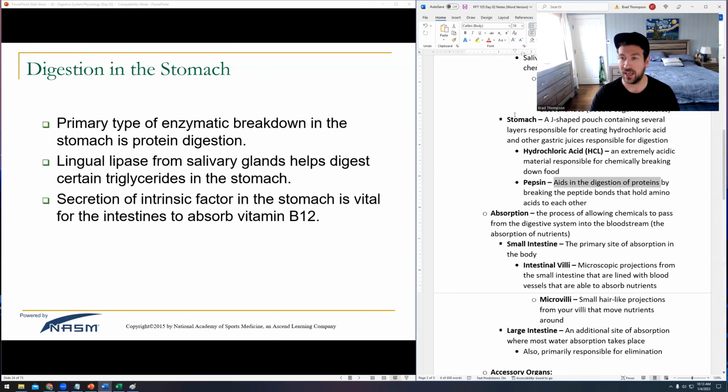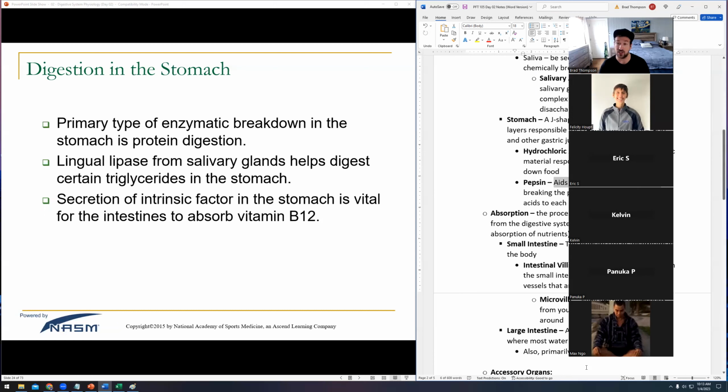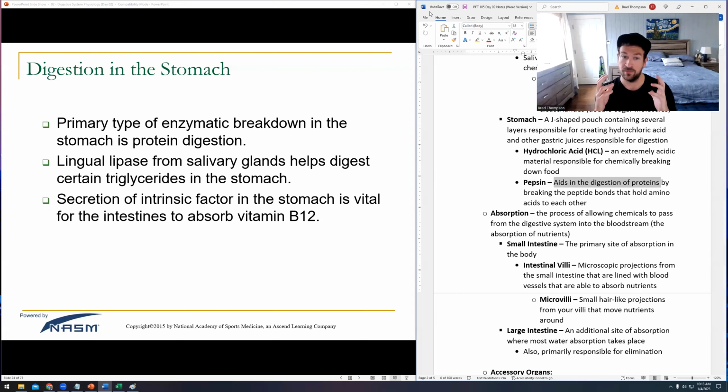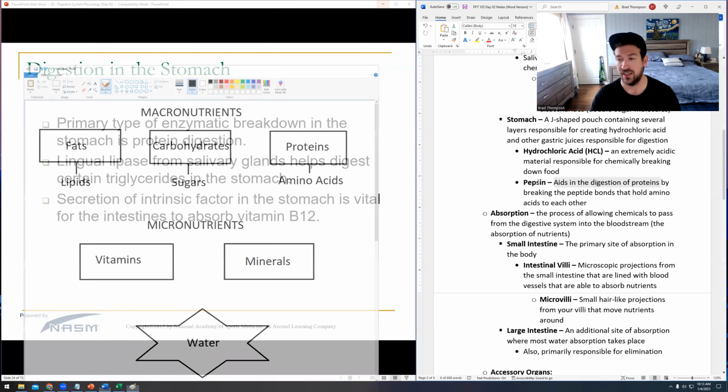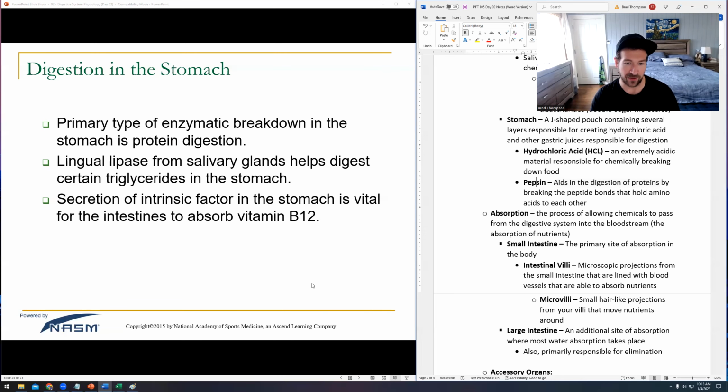Well, proteins are held together with a unique type of bond. It's called a peptide bond, a little bit different than your classic bond that holds carbohydrates together. It's just a little bit stronger. So we need to have a stronger enzyme that can really knock out that bond and break it down so that we can get those amino acids that we were talking about. So peptide bonds hold your amino acids together, and pepsin is the enzyme that helps break that down.